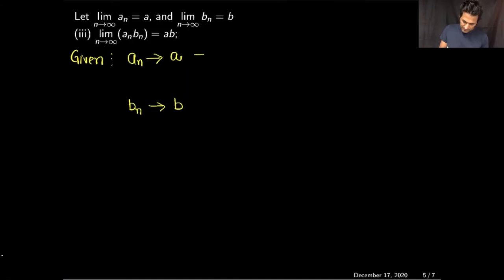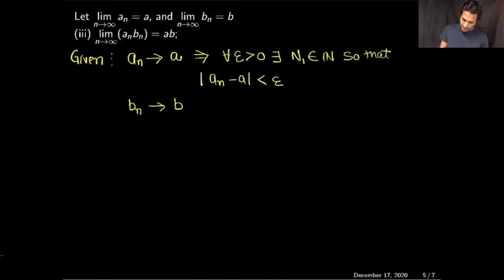If the sequence an converges to a, this implies for all epsilon positive, there exists a natural number n1. So I can choose the natural number n1 belonging to the set of natural numbers, so that the difference of an minus a is less than epsilon when n is bigger than or equal to capital N. Similarly, I will write the definition for the second sequence.